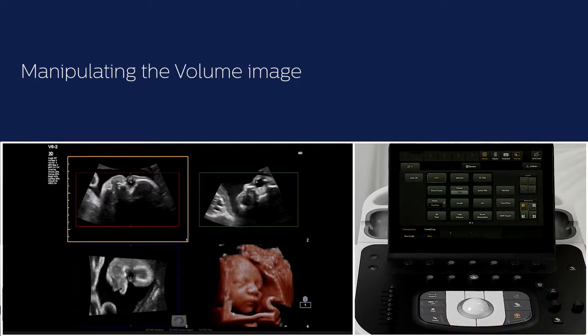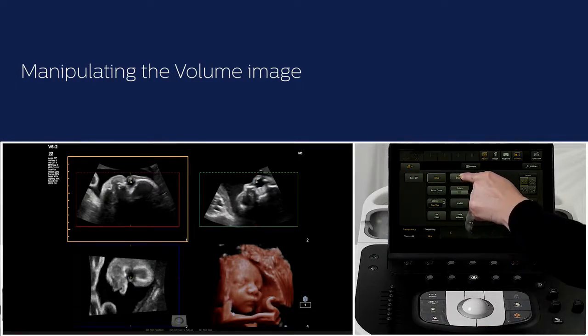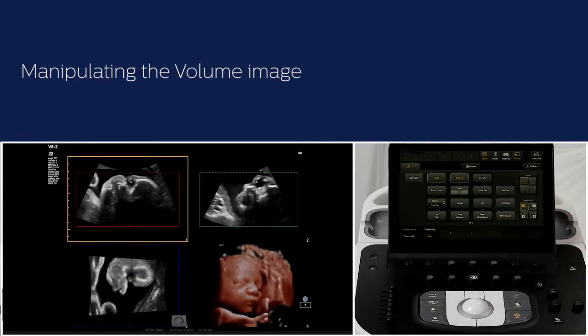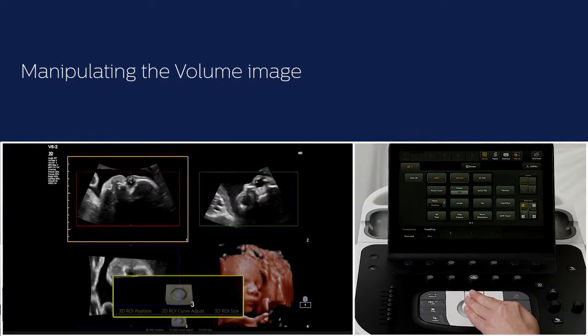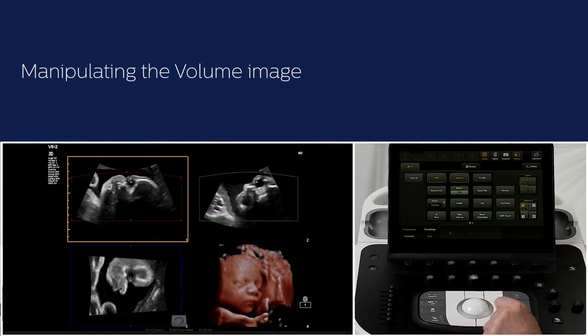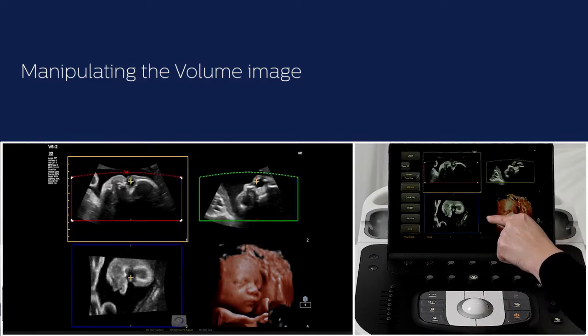Manipulating the volume image. If there are structures obscuring the fetal face, a reveal can be used to automatically remove these structures to get a better view of the fetal face. Optimize the region of interest boxes to see the desired volume image by using the trackball and the buttons next to it to change the region of interest position, size, or curve adjust. Or activate MPR Touch to make these adjustments on the touchscreen.